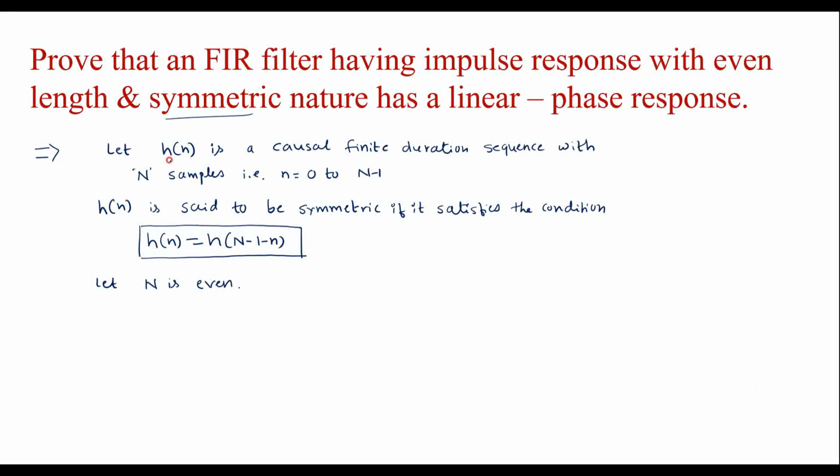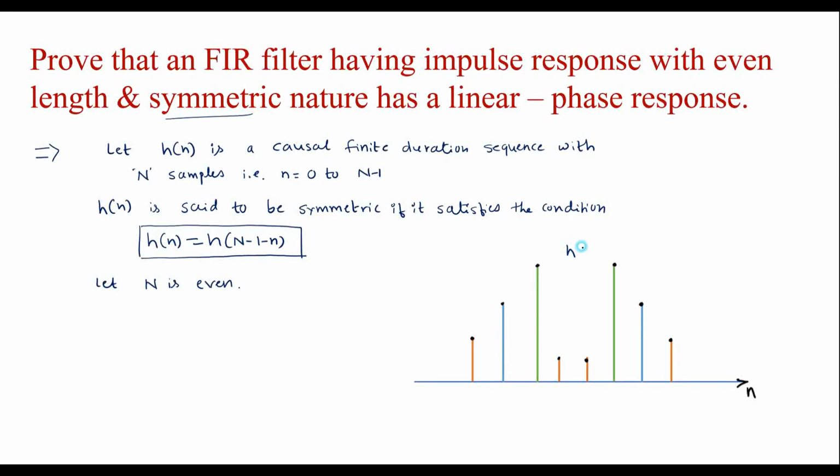So now I will show one sequence. Consider that this is the h of n sequence. We'll assume that N is even, so in this case I will take, say, N is equal to 8. So n varies from 0, this is h of 0, h of 1, h of 2, h of 3, h of 4, h of 5, h of 6 and h of 7. As I said here, n varies from 0 to N minus 1. So if N is equal to 8, then it will vary from 0 to 7.